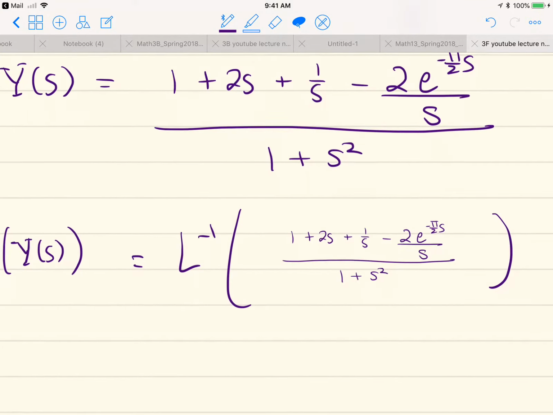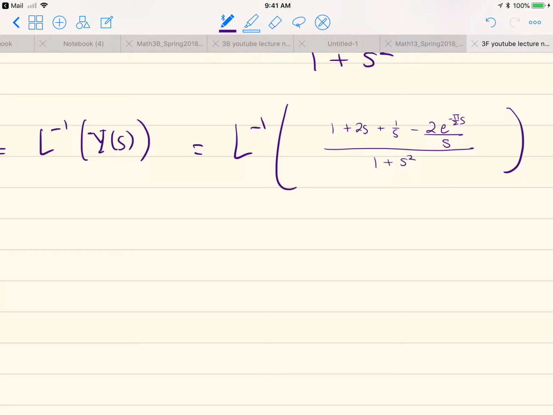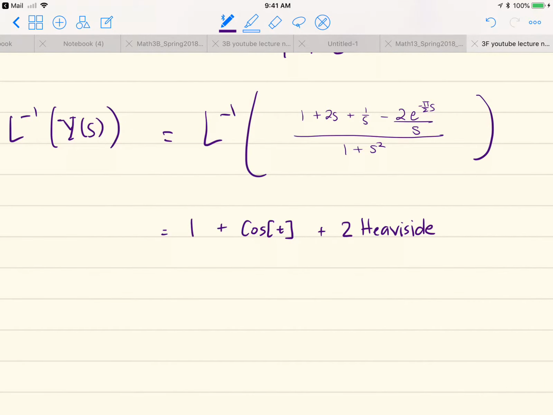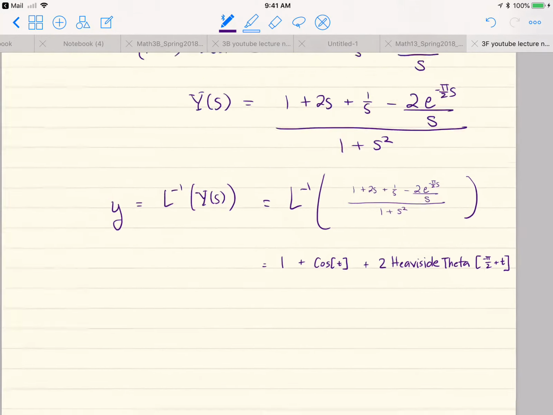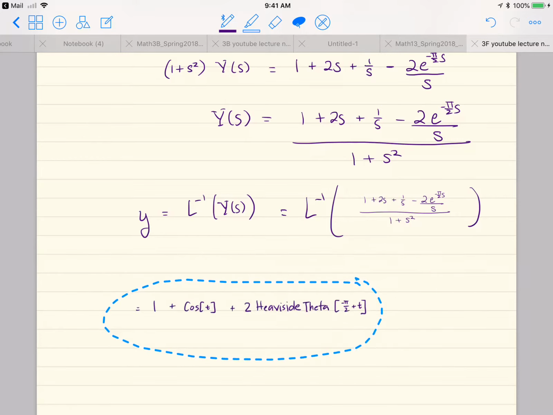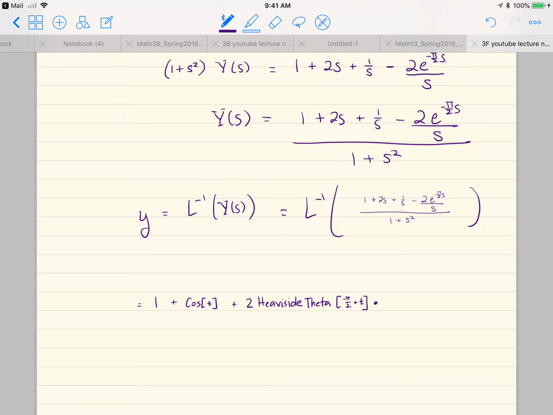Here's the printout. When you do your inverse Laplace transform, you get 1 plus cosine t plus 2 Heaviside theta of negative pi over 2 plus t, times negative 1 plus sine t, plus sine t.